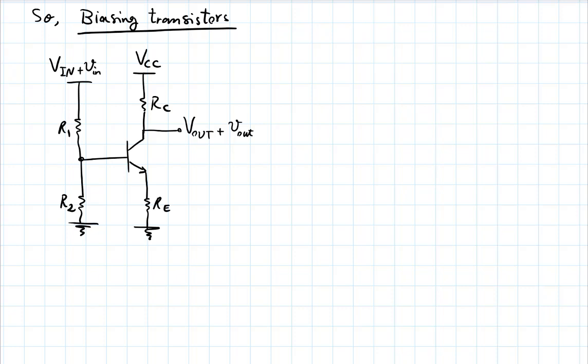Now, this is an example of biasing. You won't very commonly see the small signal also applied to the same point there. I just did it. This is okay, but this is not what you will see very commonly. But this way of biasing is common. Here's another way to bias a transistor.